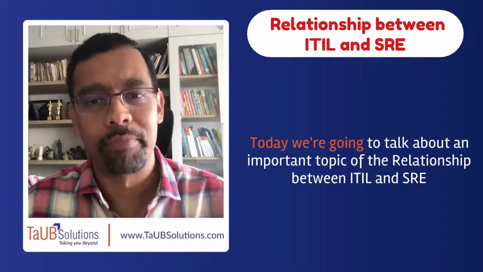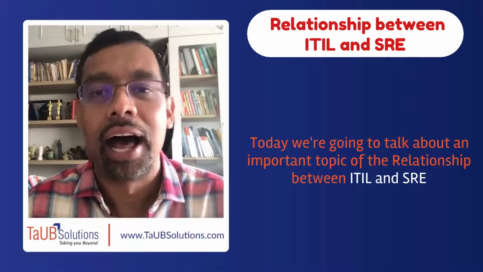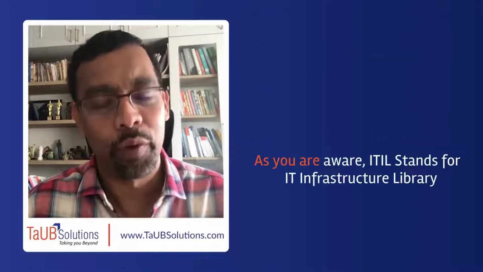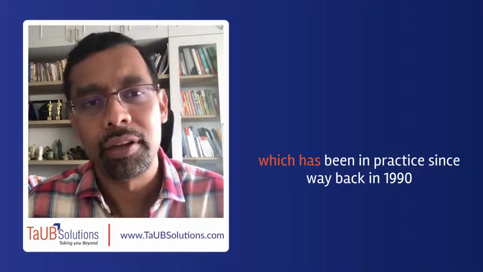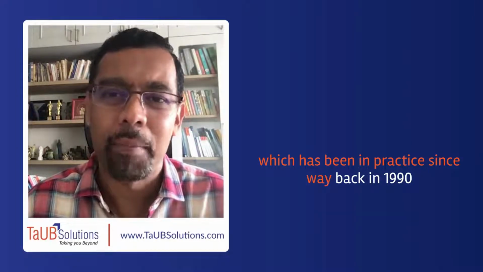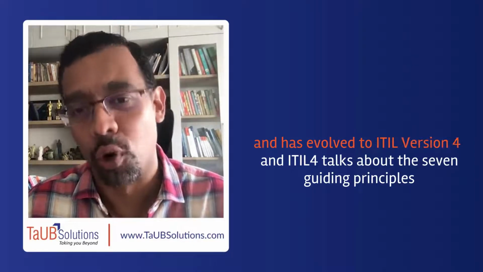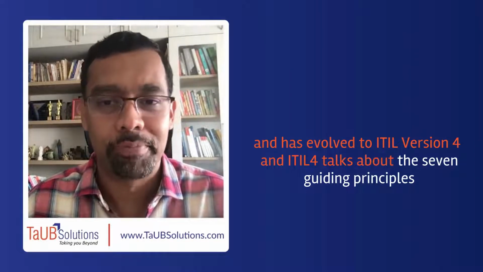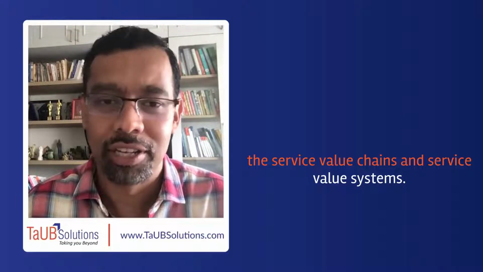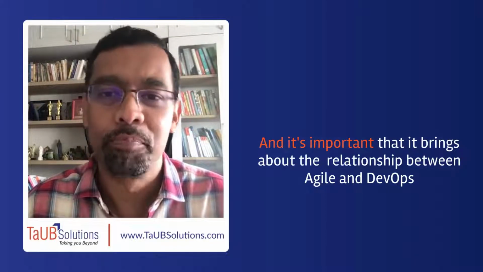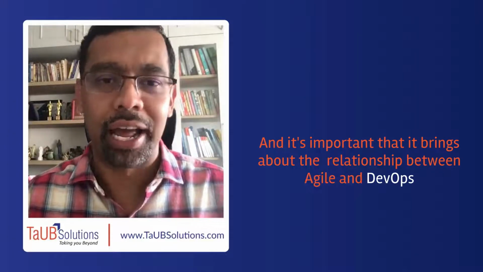Today, we are going to talk about an important topic: the relationship between ITIL and SRE. As you are aware, ITIL stands for IT Infrastructure Library, which has been in practice since way back in 1990 and has evolved to ITIL version 4. ITIL 4 talks about the 7 guiding principles, the service value chains and service value systems. And it's important that it brings about the relationship between Agile and DevOps.